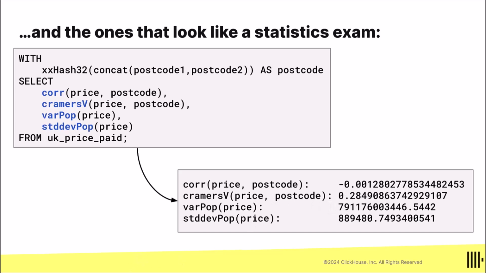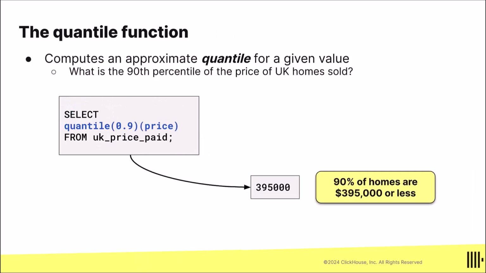Anyway, for what it's worth, these are great examples. Quantile is an aggregate function where you take in a column, but you also pass in a percentile. So 0.9 is the 90th percentile. What does that mean?